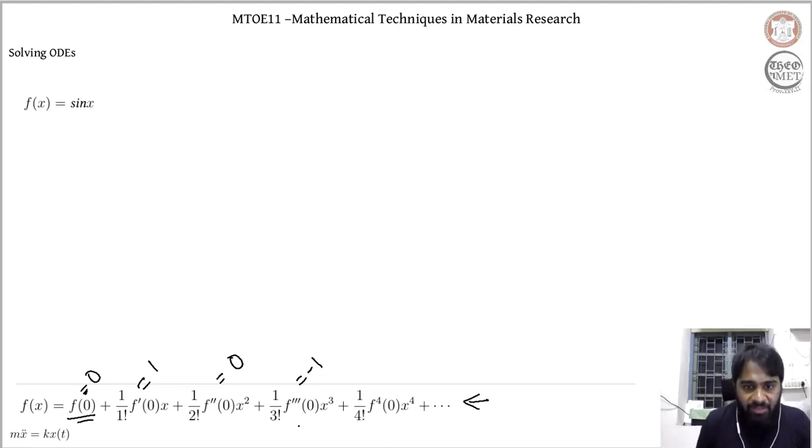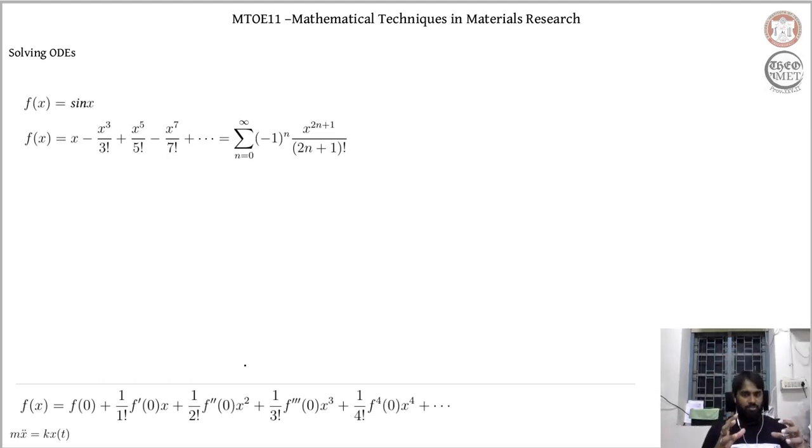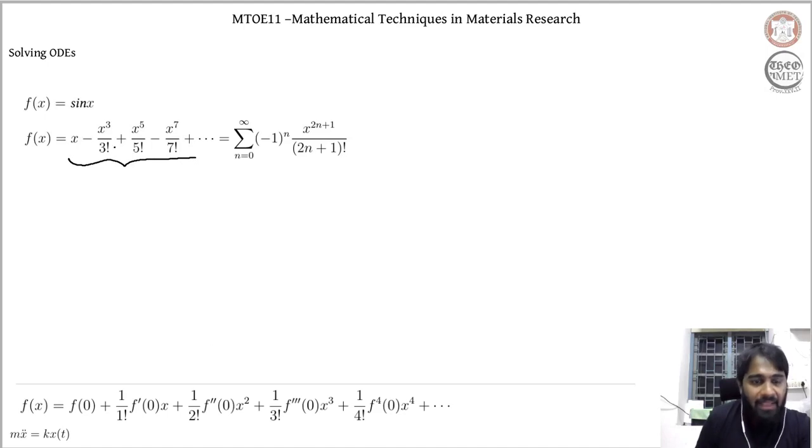So when I replace all these derivative terms with the zeros and ones that I've got, I end up having an expression like this, and this, using the summation function, can be expressed like this. So basically, when I have a smooth function like sin of x, it is possible for me to write the sin of x in this form. And now, when I'm solving a physical problem and the solution of the problem takes a form like this, then I can replace the series here with sin of x.